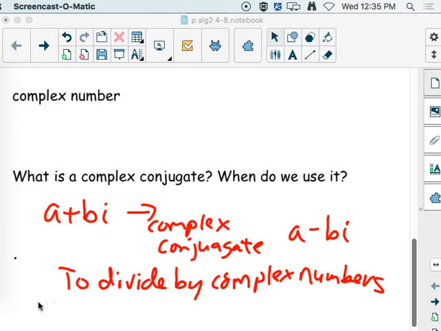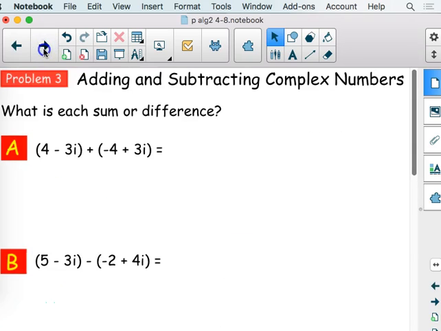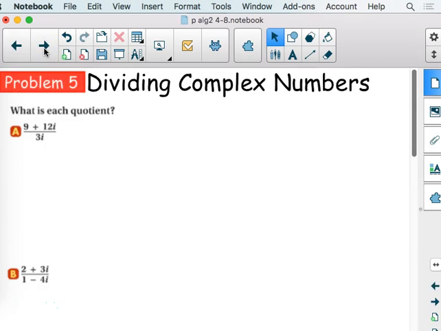Division, and then we have to use it to solve. So let's go to dividing right here. And we have to be thinking complex conjugate, division is special. Why do I have to use a complex conjugate? Because I can't leave i in the denominator. Why can't I leave i in the denominator? Because it's a square root. It's the square root of negative 1, and we know we can't leave radicals in the denominator.